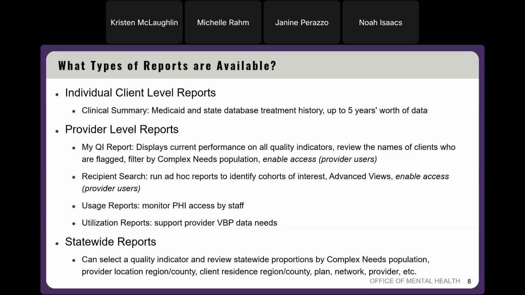We also have usage reports, right? If you don't use it, you lose it. It's a really great way, especially for hospitals wanting to integrate PSYCKES more and more, to track and make sure that your users are actually accessing the application. You can also monitor the PHI access that people have in the application. And then we have the utilization reports that are really helpful to help identify who else in the community is working with my clients. And then we have those statewide reports, which allow you to select an indicator and then look at the statewide proportions based on the region, the county, the managed care plan, the network, even down to the provider. So these are all reports that we're going to be reviewing today.